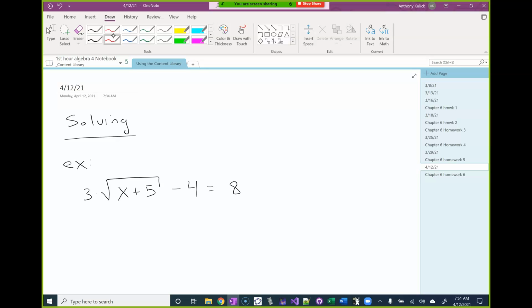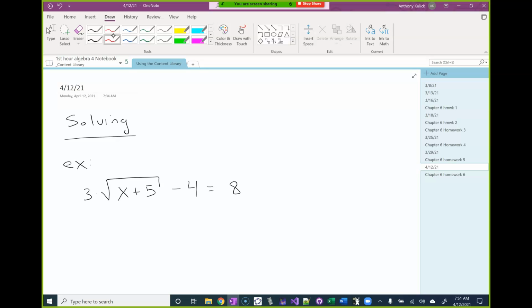Okay. So let's say that we have 3 times the square root of x plus 5, minus 4, equals 8. So here, our basic solving algorithm that we've used over and over again is still the plan. The idea is we're going to use the reverse order of operations. So the first thing we want to do is isolate the radical piece, and then we'll cancel out the radical and finish solving this thing up.